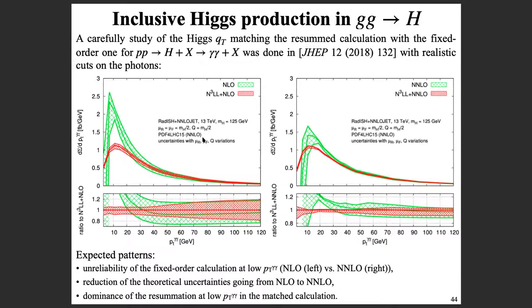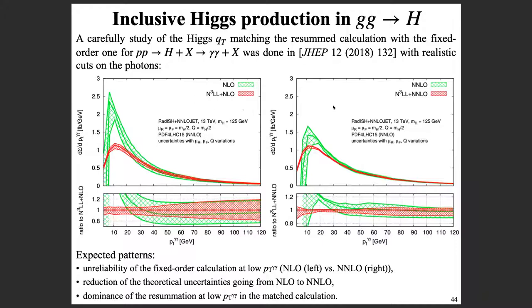Now, this brings me to essentially my last slide, if I'm not wrong. And actually, I just wanted to complete the picture to show you a very detailed study of the Higgs QT spectrum using a matched calculation. So exactly as I've been discussing before for the Higgs, in which you match the resummation to the fixed order calculation to obtain a prediction that is accurate for all values of the pT of the Higgs. And so they have done it for a realistic process in which they also allowed the Higgs to decay into two photons, and they also implemented the realistic cuts on the final state photons, which is something very important if you eventually want to compare these predictions to data.